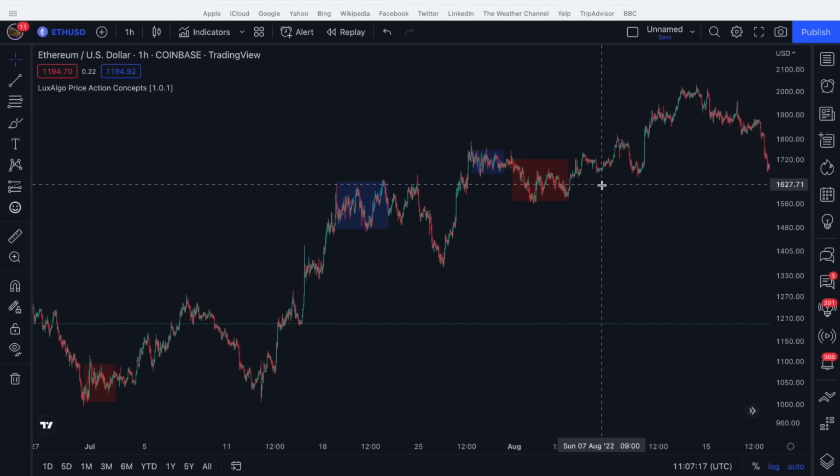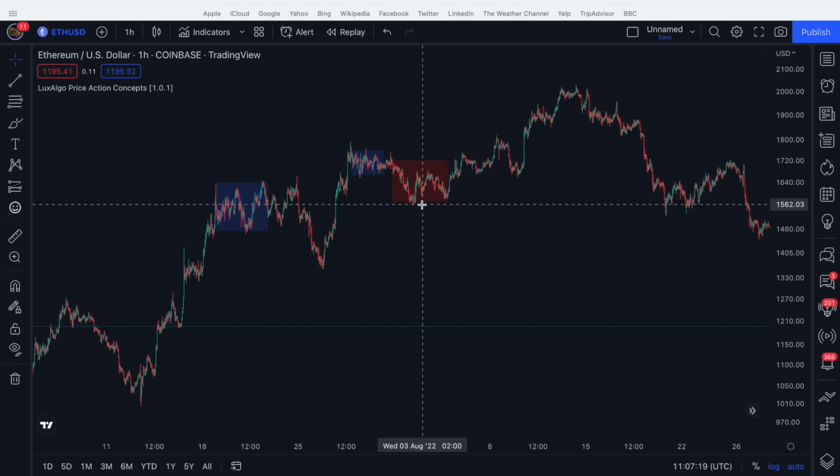We accumulate, we go on a run. We distribute, we go on a little dip. So it shows ranging areas of the market where people might be buying or might be selling.